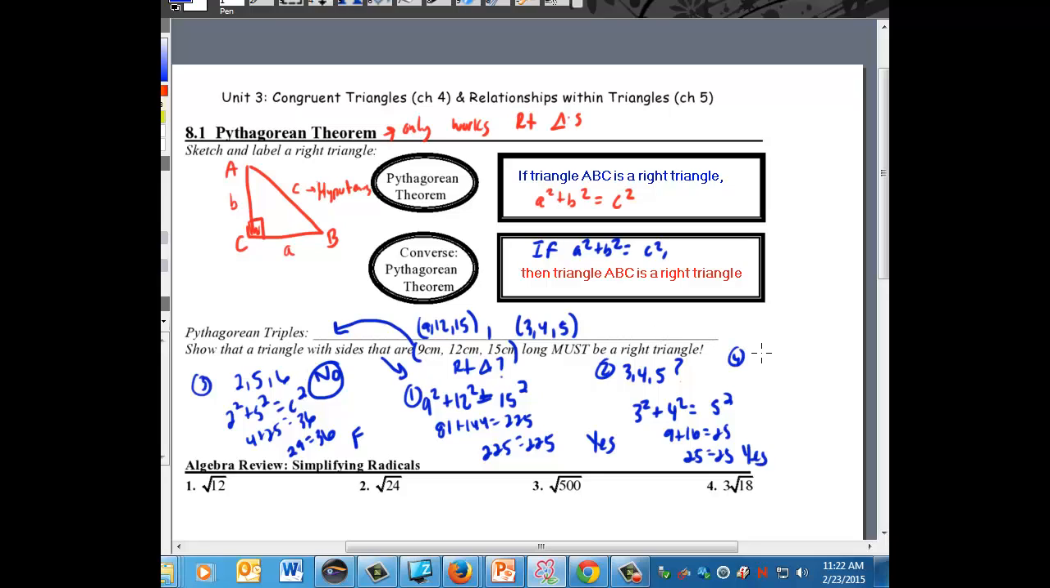Alright, last one. Let's try 5, 12, and 13. And so when you try 5, 12, and 13, you get 169 equals 169. This is true, so 5, 12, and 13 would be considered a Pythagorean triple.